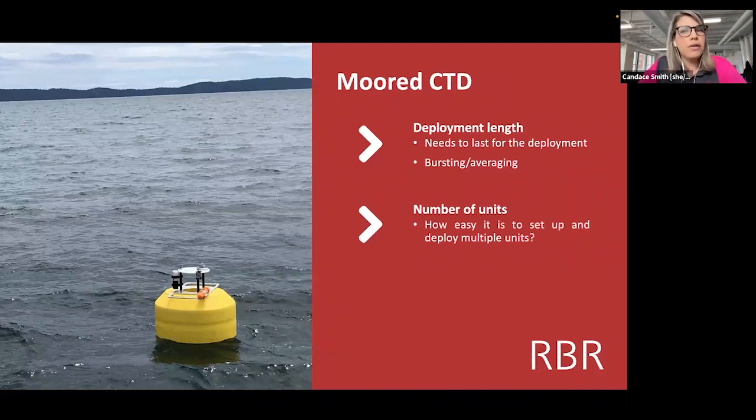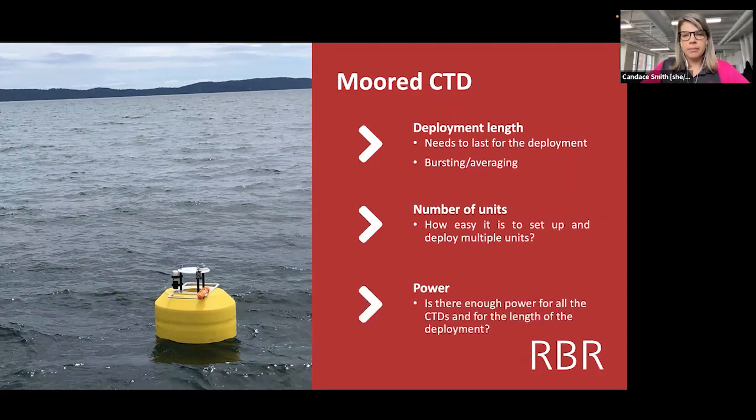The second thing is the number of units. Typically on a mooring line, you're deploying more than 1 instrument. So if you have multiple instruments, how easy is it to set them all up exactly the same? Is that doable? Is it doable in a short amount of time? So just thinking of that. And then power is always going to be a big question on buoys. Is there enough power for the CTD or other instruments for the whole length of the deployment?